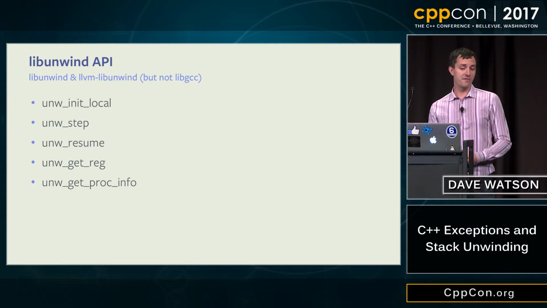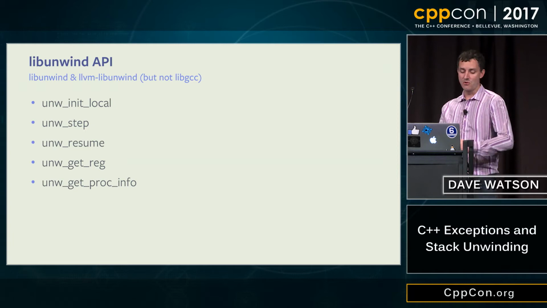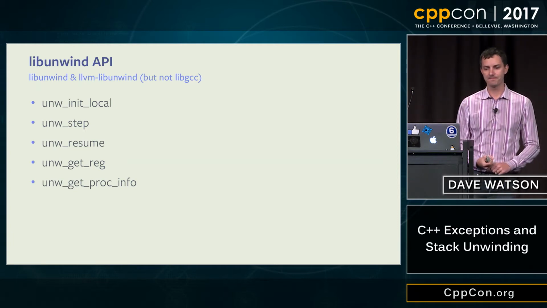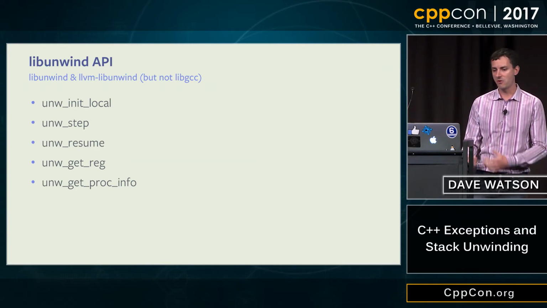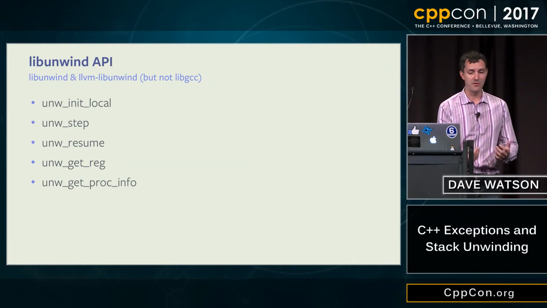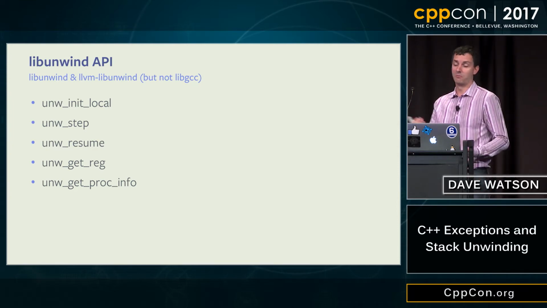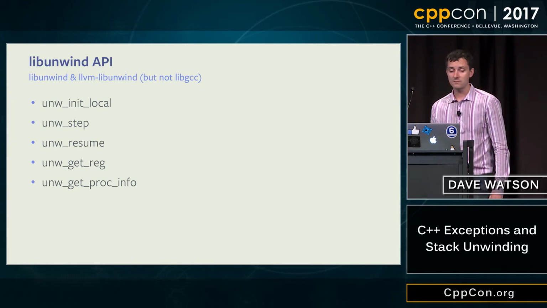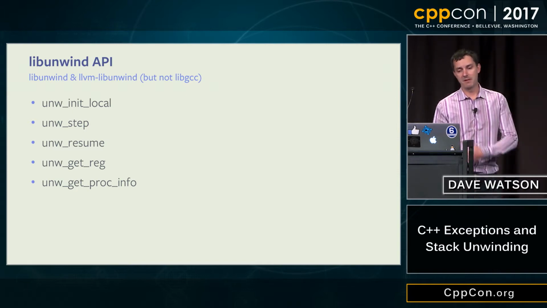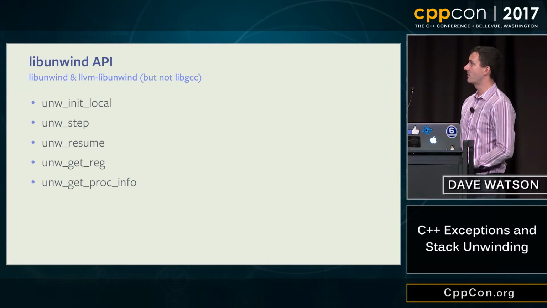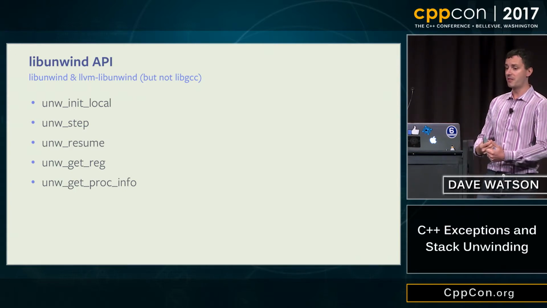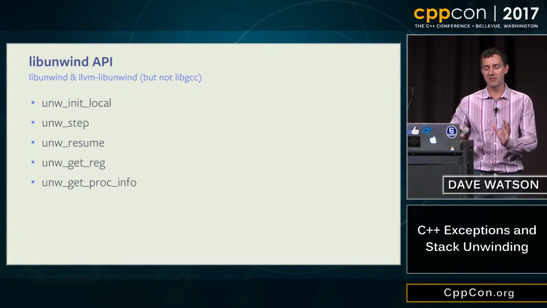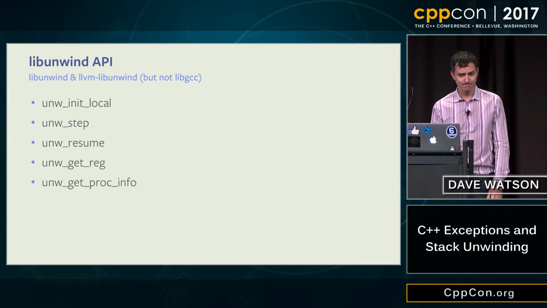Unwind step is where most of the magic happens. It is what takes you from your current frame to the previous frame. Unwind resume actually resumes execution from wherever you are. So you call unwind step a few times, and then you can resume from a few frames above as if you had called return instead. We also have get register and set register that implement the get and set for the Itanium ABI, and also get proc info. Generalizing a little bit, this is the thing that gets enough information so that the personality routine can go and handle it and knows all the types of the different catch blocks.